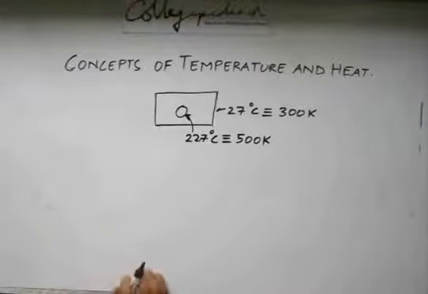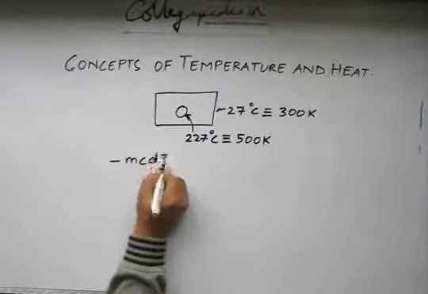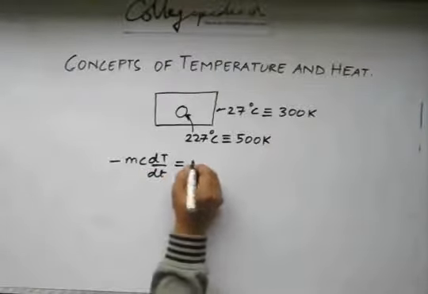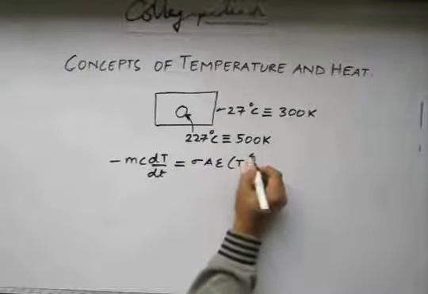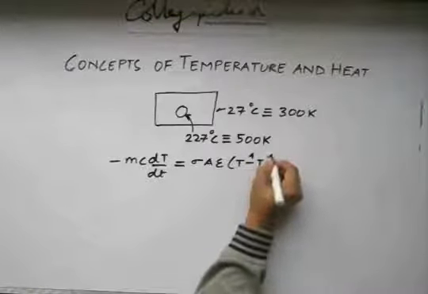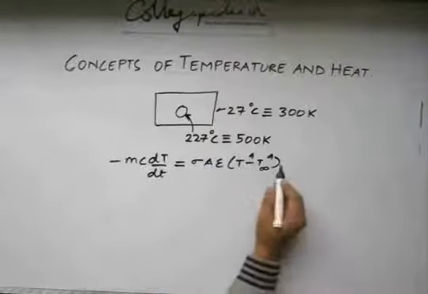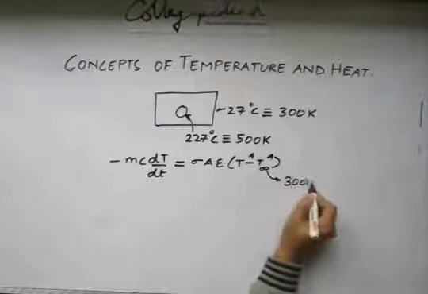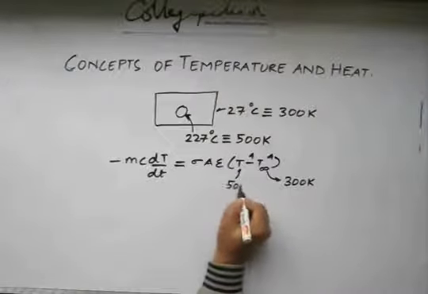What we discussed some time back, we found that minus mc dT by dt was equal to sigma A epsilon (T to the power 4 minus T infinity to the power 4). In this case, T infinity is nothing but the temperature of the box, which is 300 Kelvins. The temperature of the sphere is 500 Kelvins.